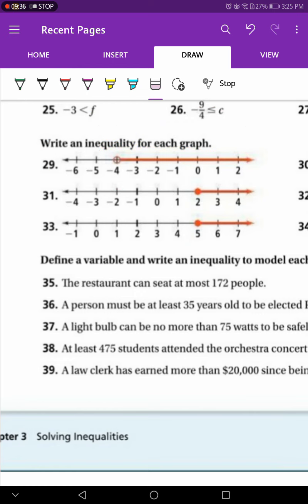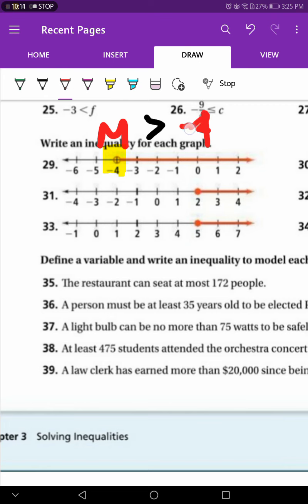Okay, my boys, this is 29. We start like this. I choose a letter, for example, M, and I see the arrow here started with what? With -4. I stop for a moment and ask myself, the arrow moves to the right, that means it is greater than. And the circle here is empty, yes? Empty, yes. So there is no equal sign.